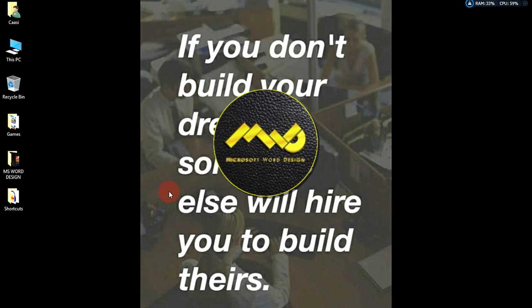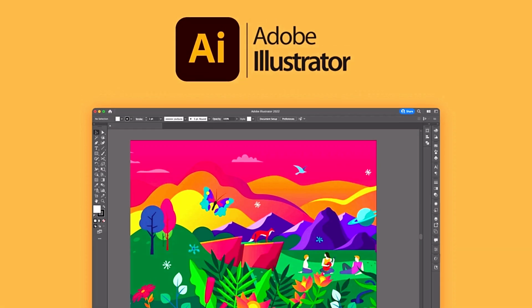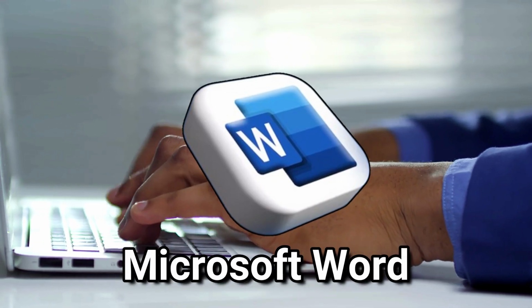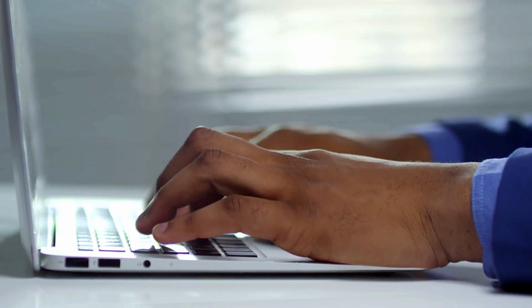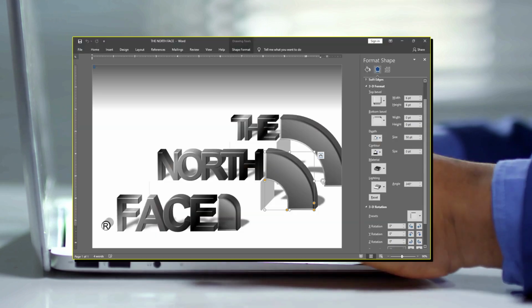While many of us gravitate toward popular tools like Photoshop, Canva, and Illustrator for our graphic design needs, we sometimes forget the hidden gem at our fingertips, Microsoft Word. Believe it or not, Microsoft Word isn't just for drafting documents. It can be your secret weapon for creative text design and more.